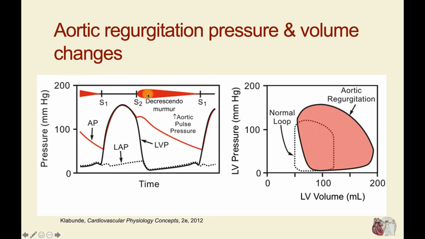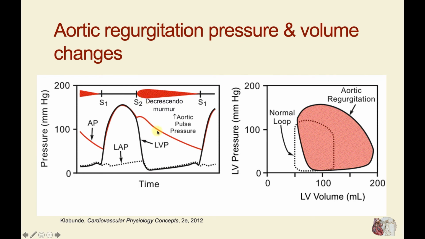So we speak of this as being a decrescendo type of murmur. The peak is reached when you have the peak pressure difference between the aorta and the left ventricle, because the pressure difference between this value and this value here is what is driving that backward flow. And so the higher the pressure gradient, the greater the backward, regurgitant flow, the higher the velocity of that regurgitant flow, and the greater the intensity of the murmur.